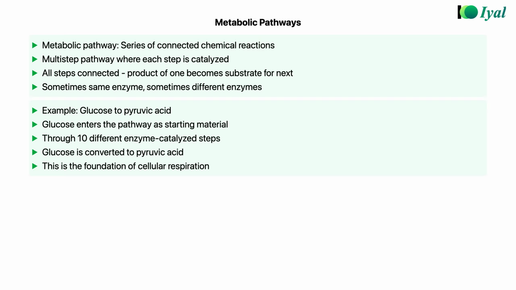Glucose starts the pathway. It goes through 10 different enzyme-catalyzed steps. At each step, a different enzyme acts on the product of the previous step. By the end, you have pyruvic acid instead of glucose. This pathway is central to cellular respiration, how your cells get energy.